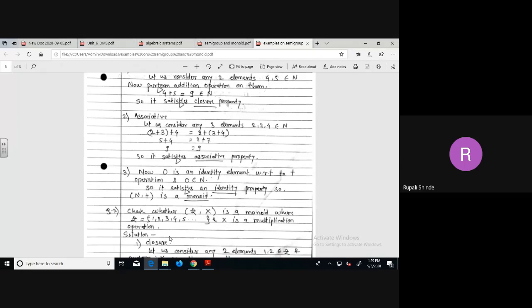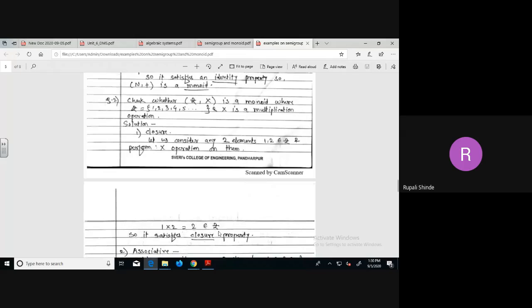Because this kind of examples they have asked in the final exam for 4 marks, based on semi-group or monoid. Check whether the given algebraic system is a semi-group or it is a monoid. It is a semi-group, ma'am. Okay. Yes, this is a semi-group, but they have asked for monoid. Now, what is the remaining property? In order to be a monoid, we have to check for the identity element. Yes, correct. So for this multiplication operation, 1 is an identity element.